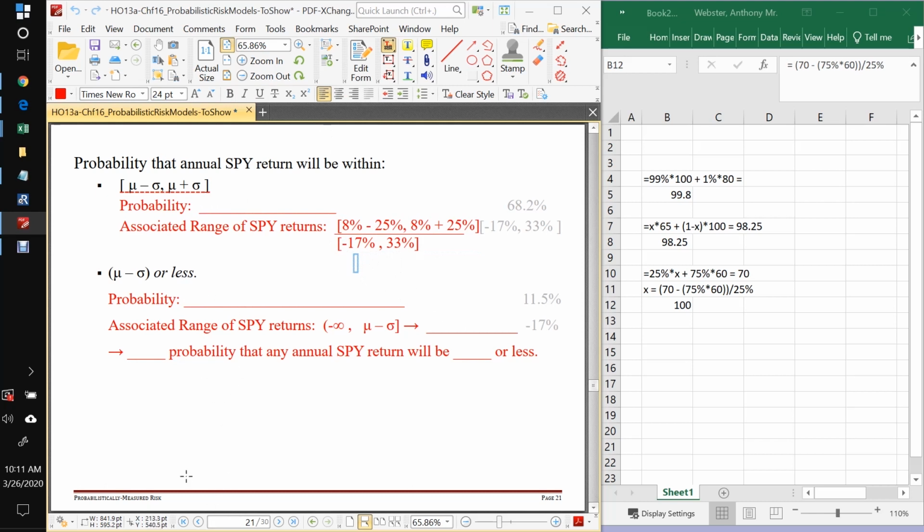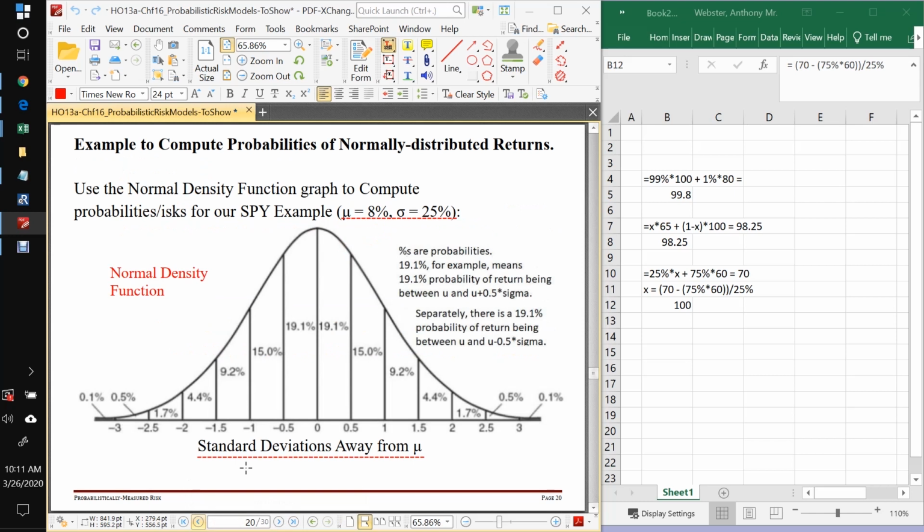And now let's go back to the graph and get the probability. Okay, so here's my mu, which for us is mu equals 8%, right in the middle there, and also sigma equals 25% here. We can put that over here just so we remember it.